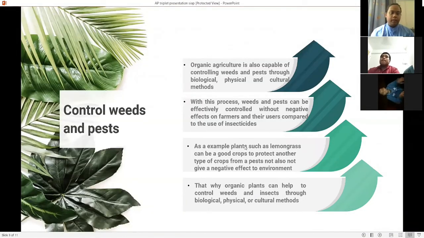All right, I will explain the last point of our group. The last point is control weeds and pests. Organic agriculture is also capable of controlling weeds and pests through biological, physical, and cultural methods. With this process, weeds and pests can be effectively controlled without negative effects on farmers compared to the use of insecticides. As an example, plants such as long grass can be a good crop to protect other types of crops from pests, and also not give a negative effect to the environment. So that's why organic farming can help to control weeds and insects through biological, physical, or cultural methods.